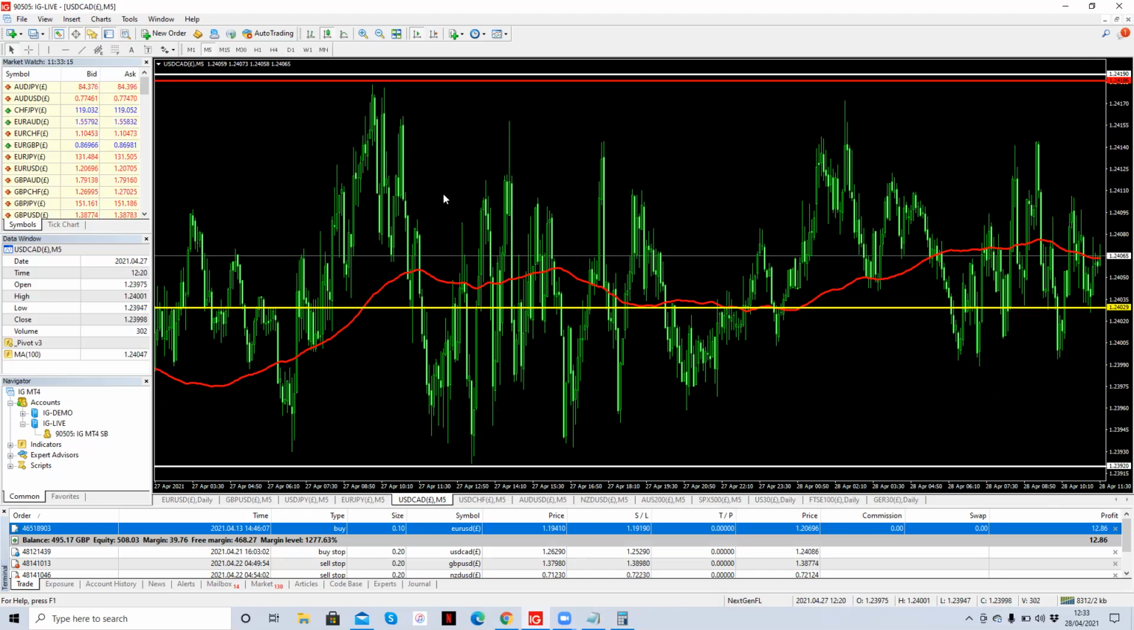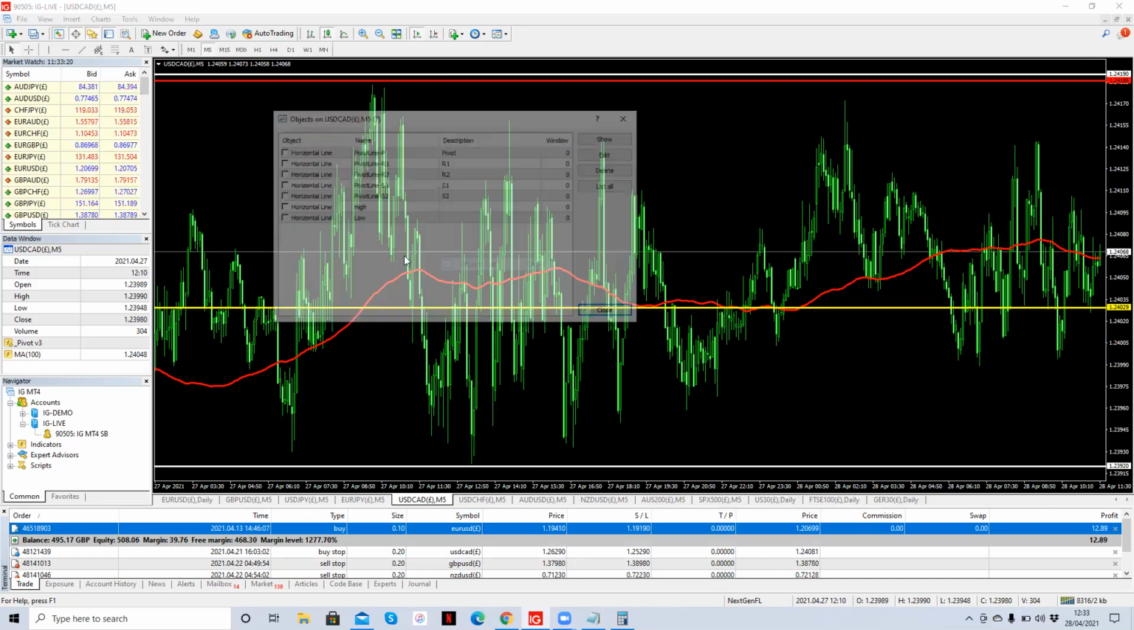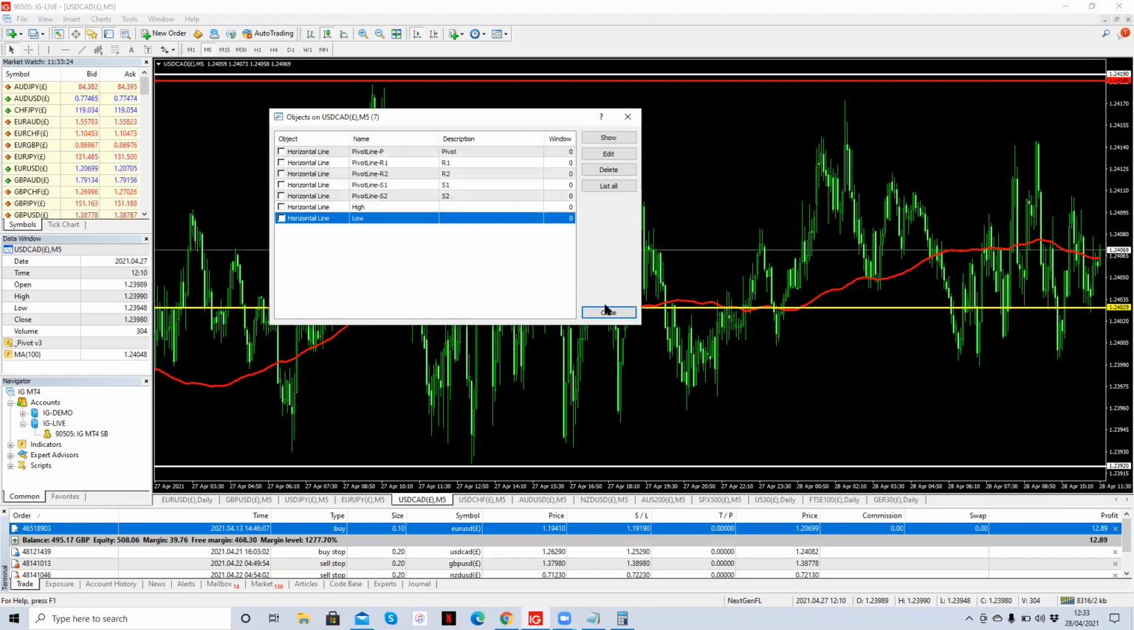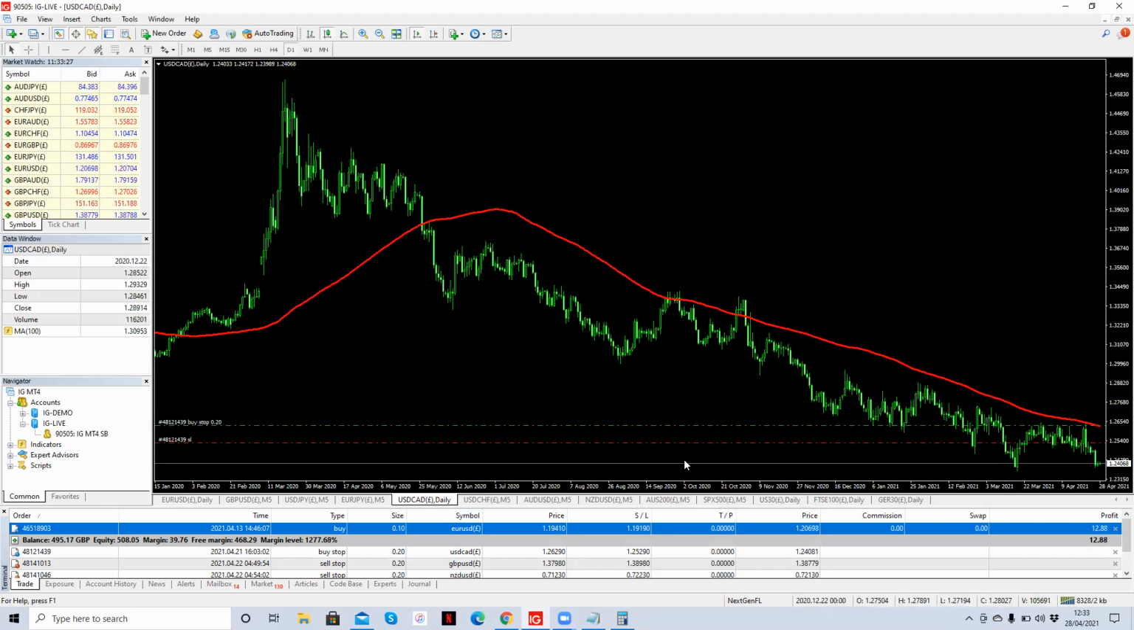Actually, you can now see why for my white lines, I make sure I only visualize them on the 5-minute time frame, so that when I'm looking at the daily time frame, you don't see the white lines there. That's why I always make sure they are only visible in the 5-minute time frame. So I'm now on the daily time frame for the dollar, Canadian dollar. So again, I use the moving average 100 for the dollar, Canadian dollar, and the pound dollar. But for all other markets I trade, I use the moving average 50.